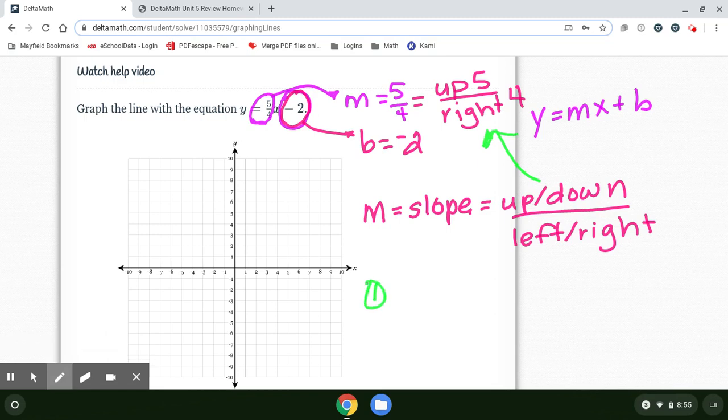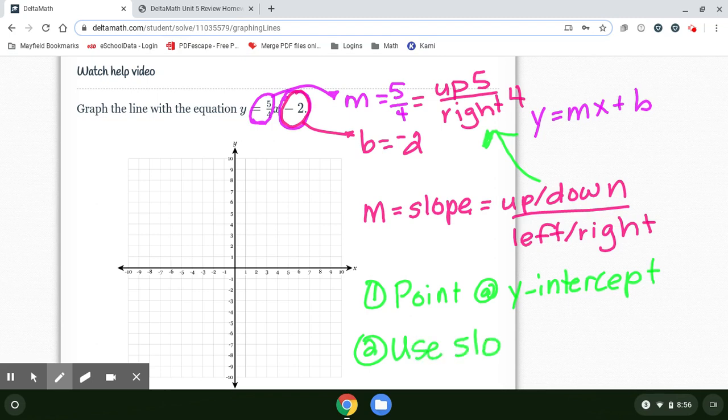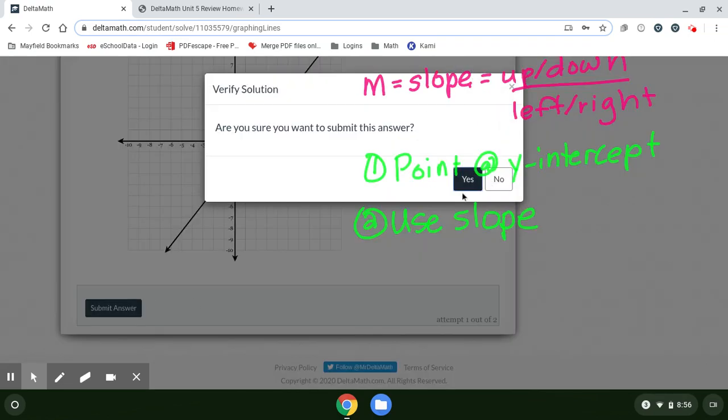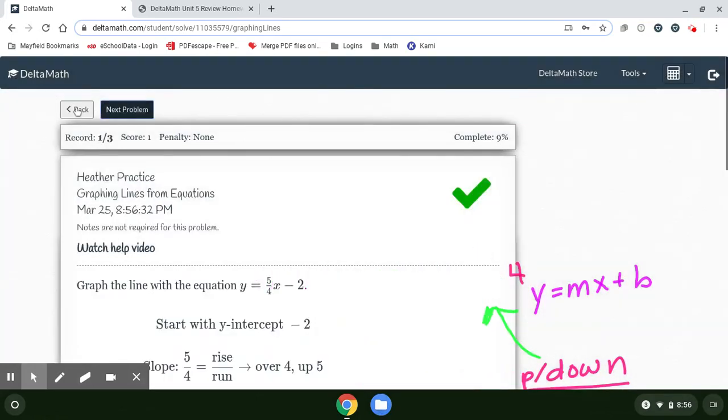So the first thing I'm going to do is put a point at the y-intercept. Once I put a point at the y-intercept, I'm going to follow my directions to put my second point. So I'm going to do that now. I'm going to put my first point at -2. And then I'm going to go up 5, right 4, and my second point. For this, I really only have to put one point, and then it draws the line for me. I will submit my answer, and that was correct.